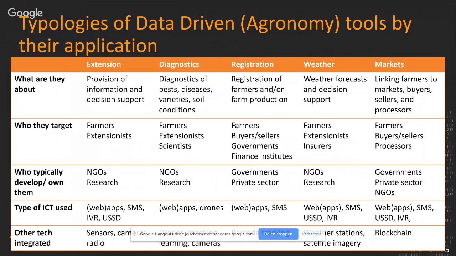Then there's the category around weather, and I think that's also a growing group of applications that is really looking into weather forecasts and providing decision support, sometimes linking it with insurance packages, as well as linking it to high-tech sensory data, imagery, etc. And finally, there's a group that is directly related to linking farmers to markets, and that is very much about making the value chain more visible and more transparent to all those actors that are somehow relying on that value chain.